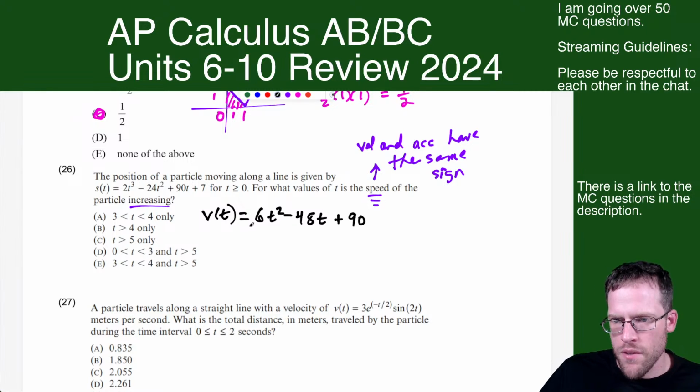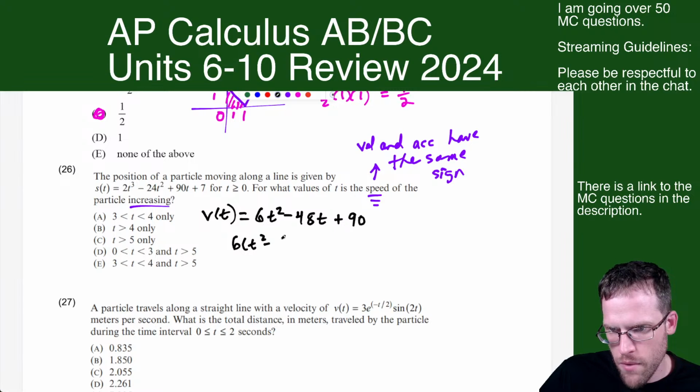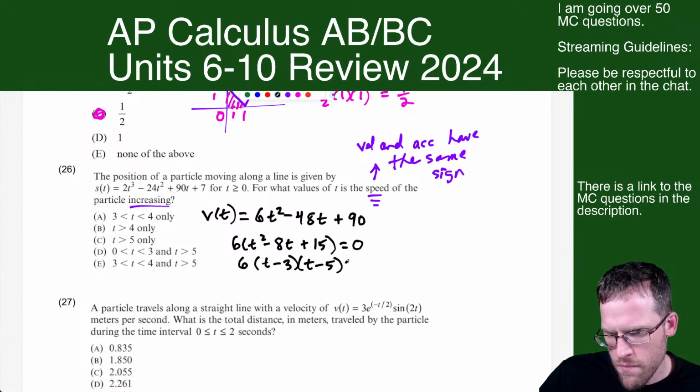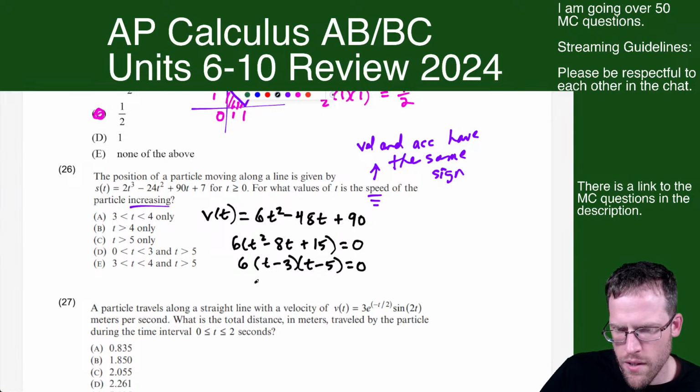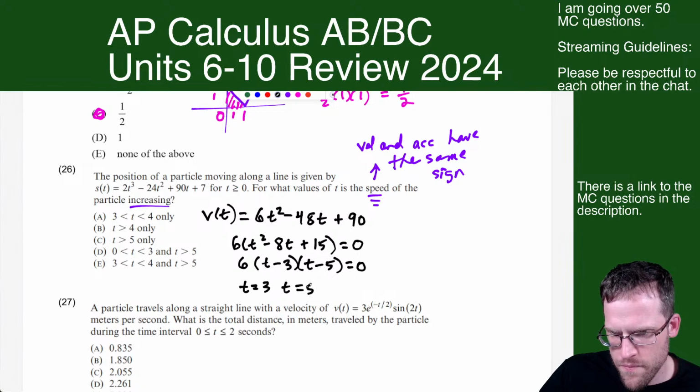Now this, I'm going to set equal to 0. So I take out a 6. I have t squared minus 8t, and that's going to go in 15 times. Set it equal to 0. And that's t minus 3 times t minus 5. So we get t equals 3, t equals 5.